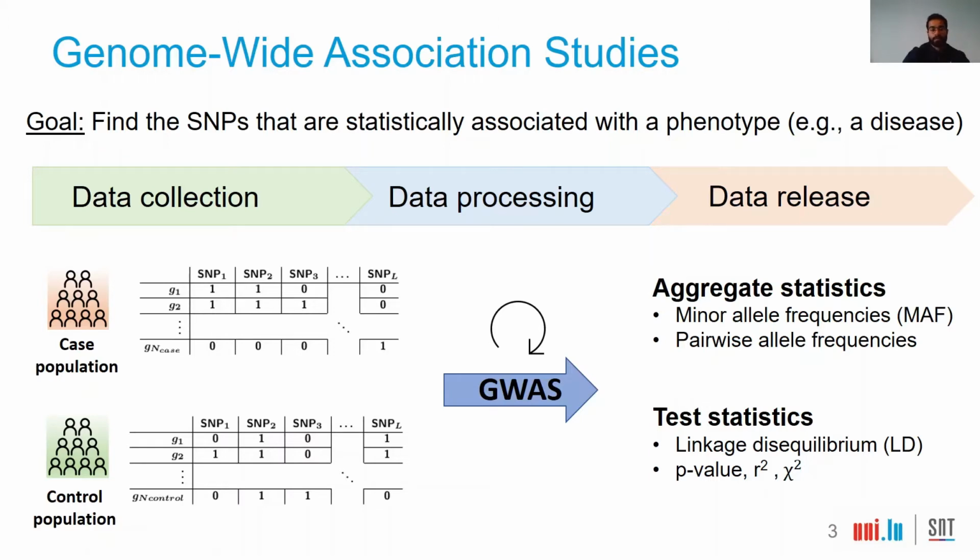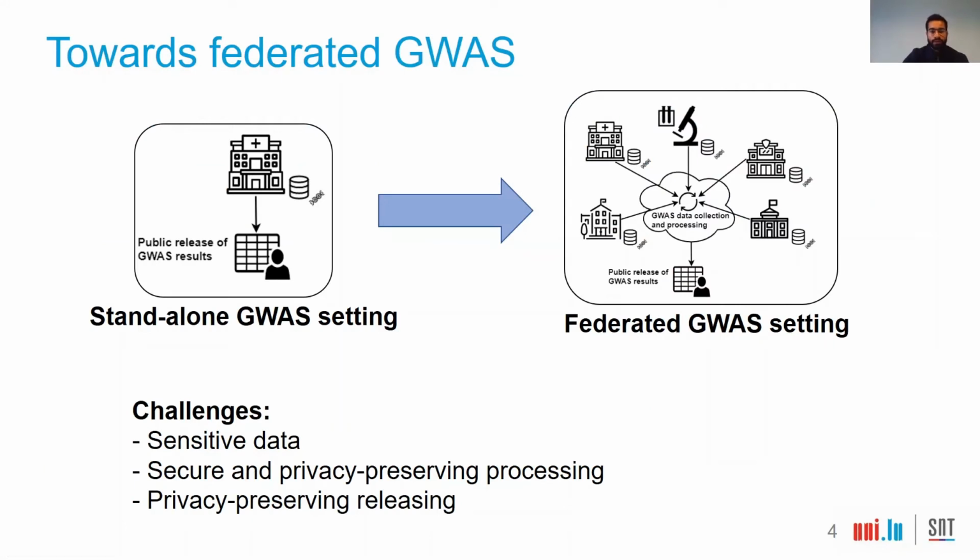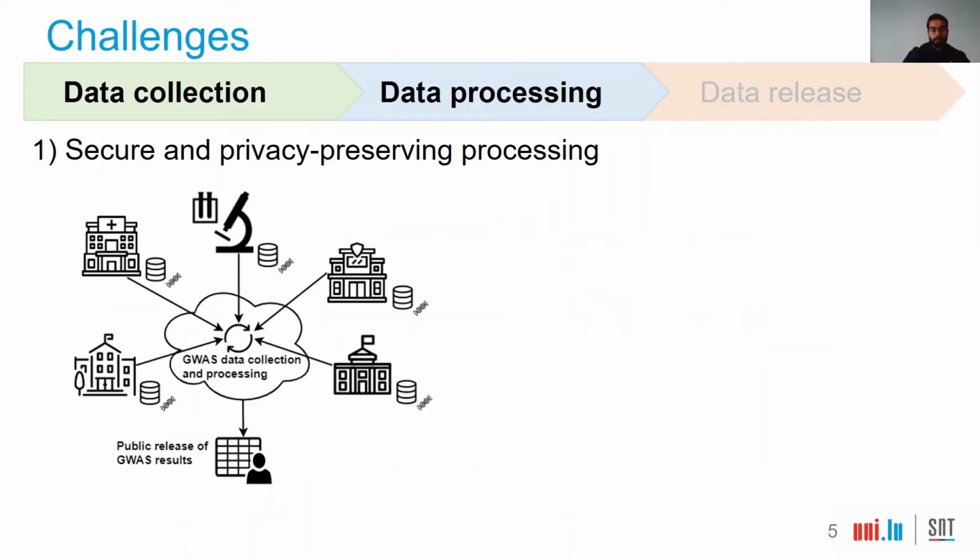And now we are moving towards a federated GWAS setting where we consider data from multiple sources instead of only one. As a result, we would be able to produce more accurate and find better statistical findings from the results. However, as we are managing very sensitive data, we need to enforce secure and privacy-preserving processing and also enforce privacy-preserving release. Let's see in more detail what the main challenges are.